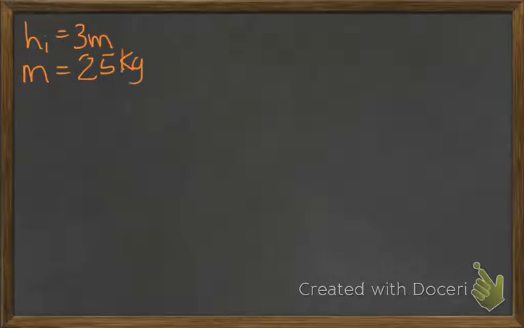What was given? Initial height. What was the initial height? 3 meters. Okay. What else is given? I heard two different things. I heard mass was 1. What was the mass? 25 kilograms. And what else was given? Initial velocity. What was the initial velocity? 0. Okay, so V_i is equal to 0.